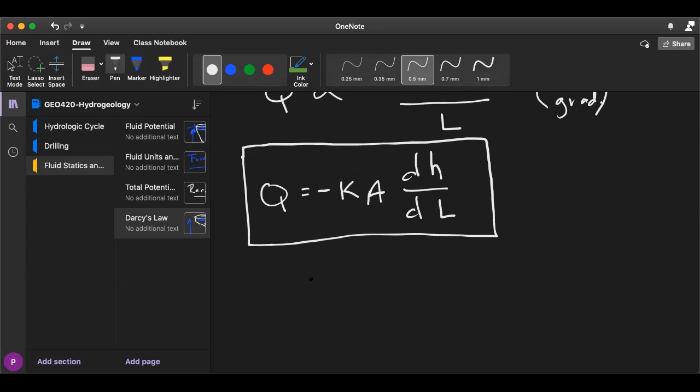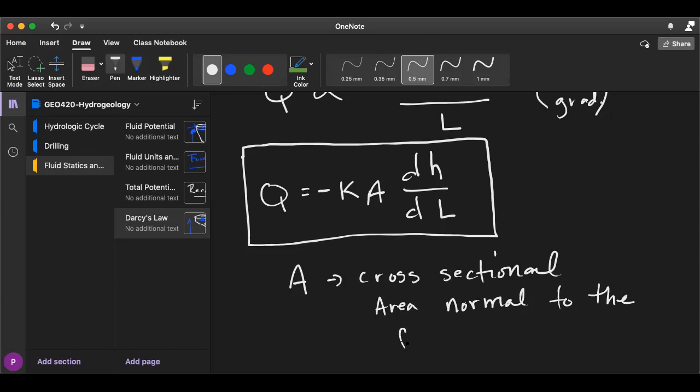So Q, we've already defined, it's my discharge in volume per time. A is the cross-sectional area normal to the flow. All right, I used some fancy science terms there. What does normal mean? Normal means perpendicular.